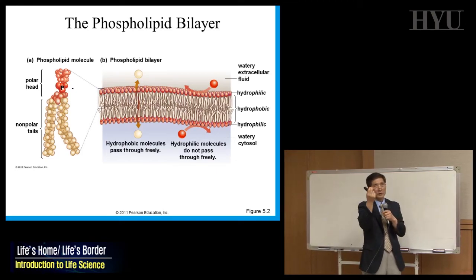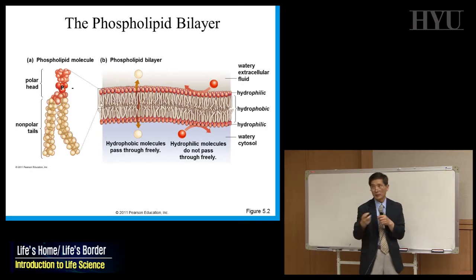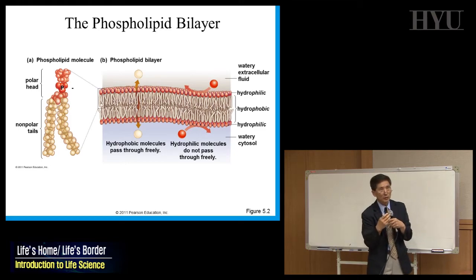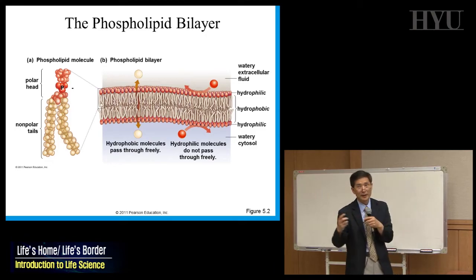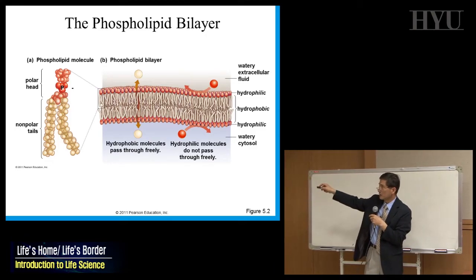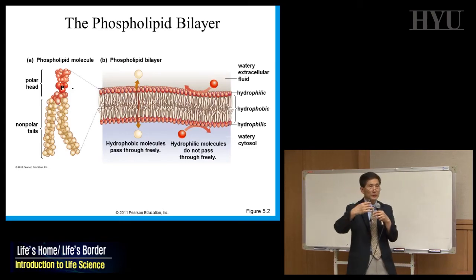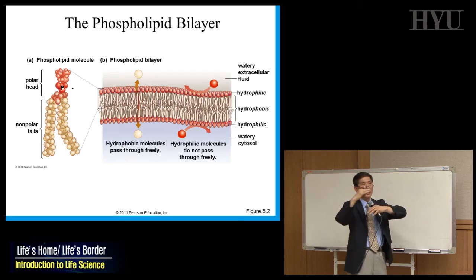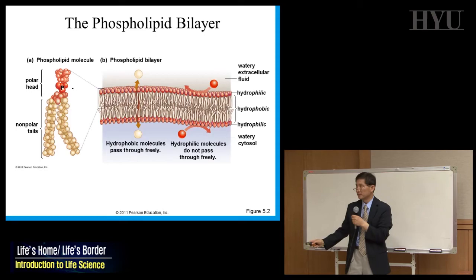Think about some polar molecule, charged molecule. They cannot go through it, because they cannot pass through this hydrophobic part. But some molecules can do it, such as steroid hormones. They can go right through it. Some of the hormones work that way. They don't have any membrane receptor. They just can go through it.